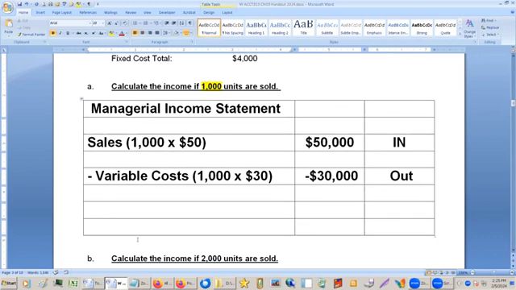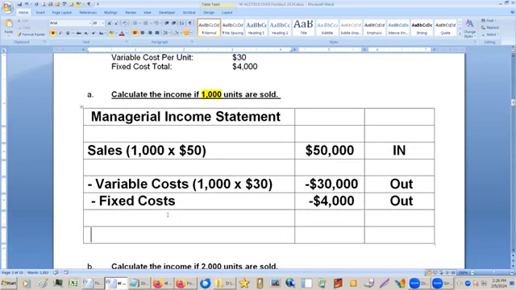Okay, and we still have our fixed costs. Our fixed costs are 4,000. And this is money also going out. So our income, sometimes called operating income, let's call it income, is what? 50,000 minus 30,000 minus 4,000. It's 16,000. 18,000. Thank you. So this is our income.